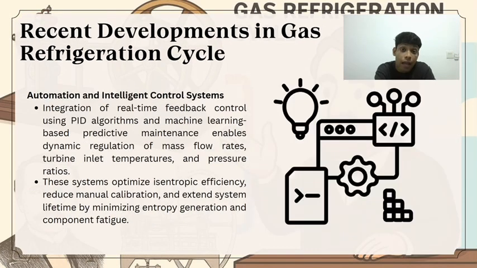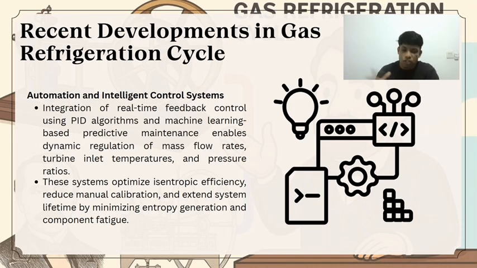Now for the fourth one, automation and intelligent control systems. Integration of real-time feedback control using PID algorithms and machine learning-based predictive maintenance enables dynamic regulation of mass flow rates, turbine inlet temperatures, and pressure ratios. These systems optimize isentropic efficiency, reduce manual calibration, and extend system lifetime by minimizing entropy generation and component fatigue.